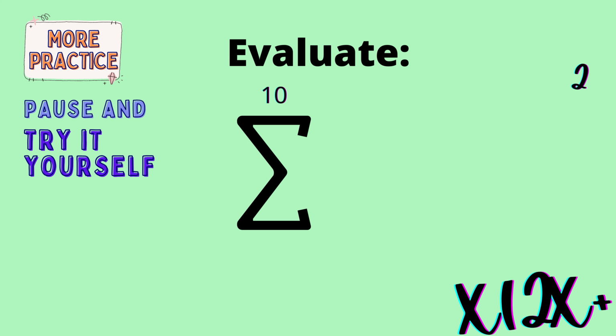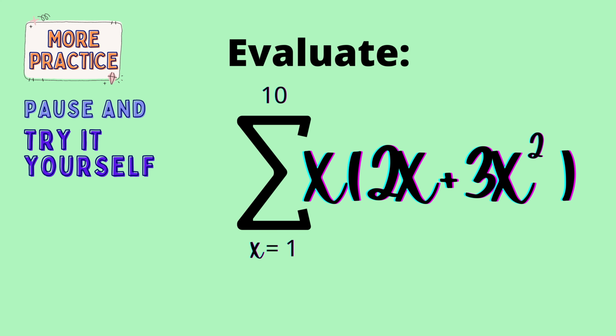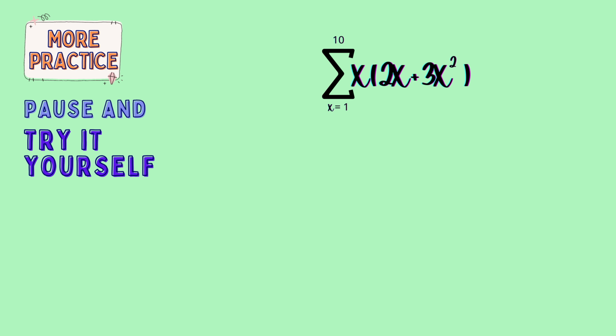For the last given, we have to evaluate the summation of x times 2x plus 3x squared, as x goes from 1 to 10. To easily solve this, we must distribute x first to the terms in the parenthesis, so that we have x times 2x is 2x squared, and x times 3x squared is 3x cubed.